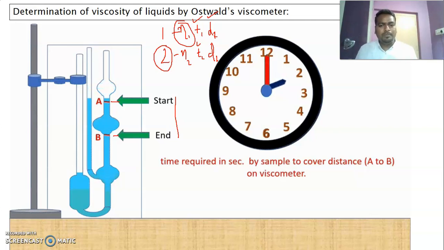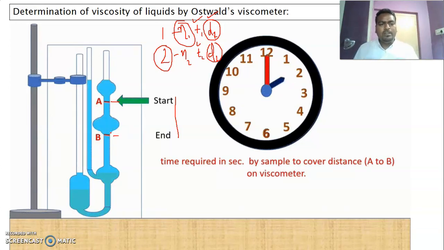By using a weighing balance we can measure the mass of the liquid, and we can measure the volume using a suitable calibrated device. If you divide the mass by volume, it will give the density. So now we have calculated the densities d1 and d2, and we have calculated the time by using the viscometer. That means the viscometer experiment is very simple.